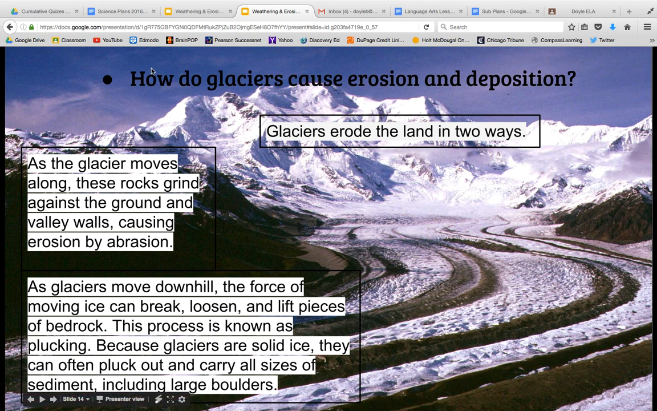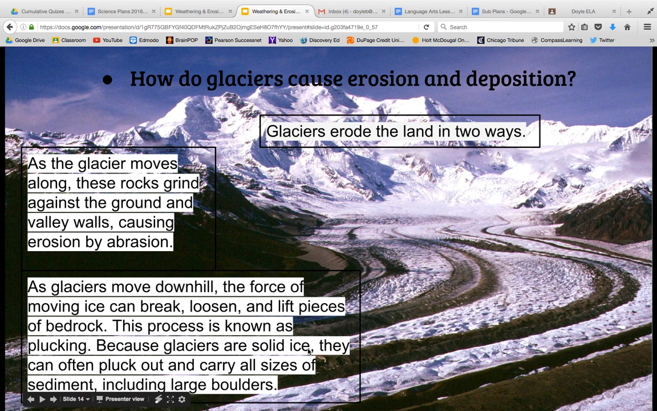The last one we'll talk about: how do glaciers cause erosion and deposition? So you see these S lines here, and this isn't just a road made by humans. This is debris that's been carved away by the glaciers. So glaciers erode the land in two ways. One, as glaciers move downhill, the force of moving ice can break, loosen, and lift pieces of bedrock. So as the glacier flows down the hill, it's breaking apart rocks and picking up those loose pieces. This process is known as plucking.